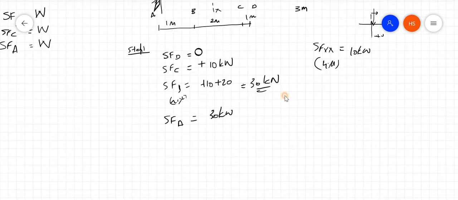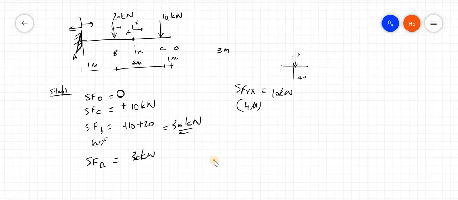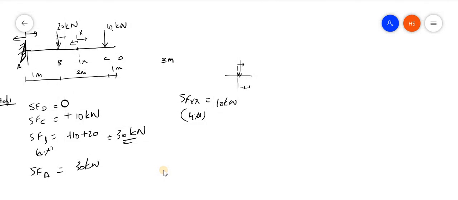Now I have to draw the bending moment diagram. Sorry, the shear force diagram. So I am here.